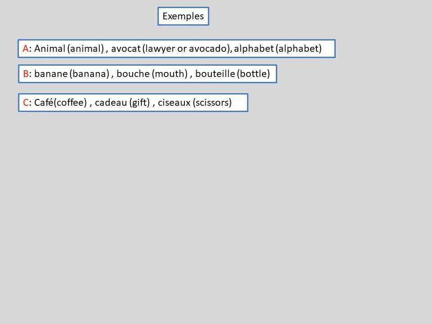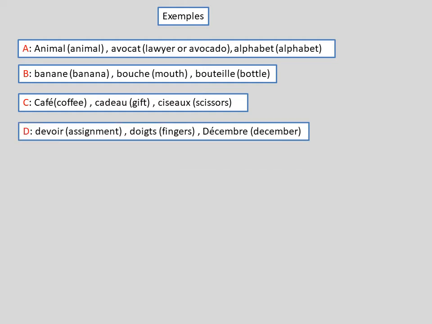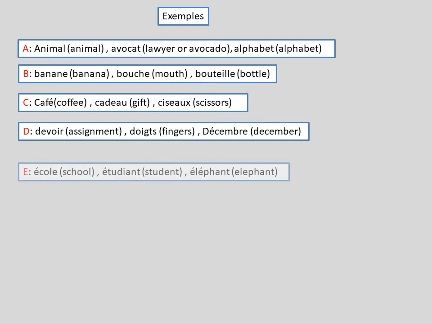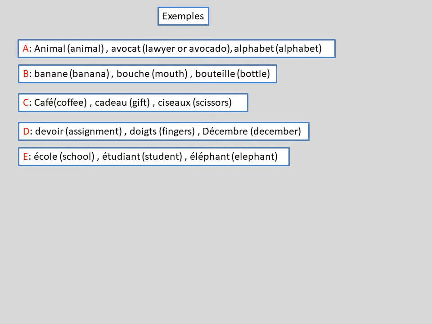Next, we have C, café, cadeau, ciseaux. Next we have D, devoir, doigt, which means finger, décembre, which means December. Next we have E. Examples we have école, which means school. Next we have étudiant, which means student. Éléphant, which means elephant.